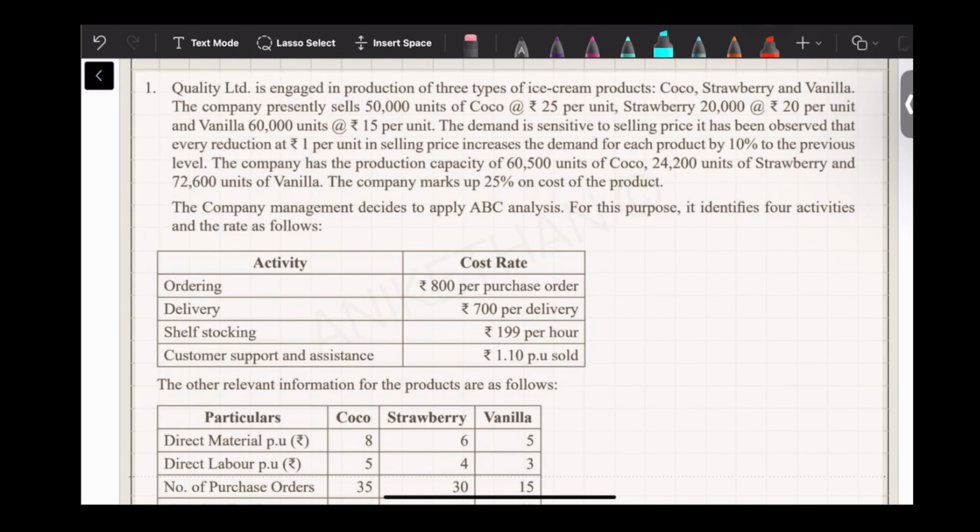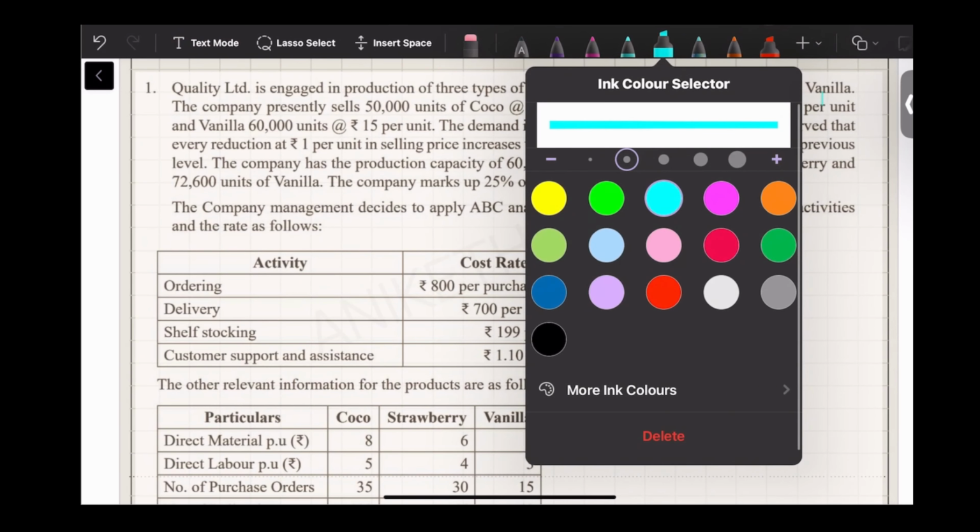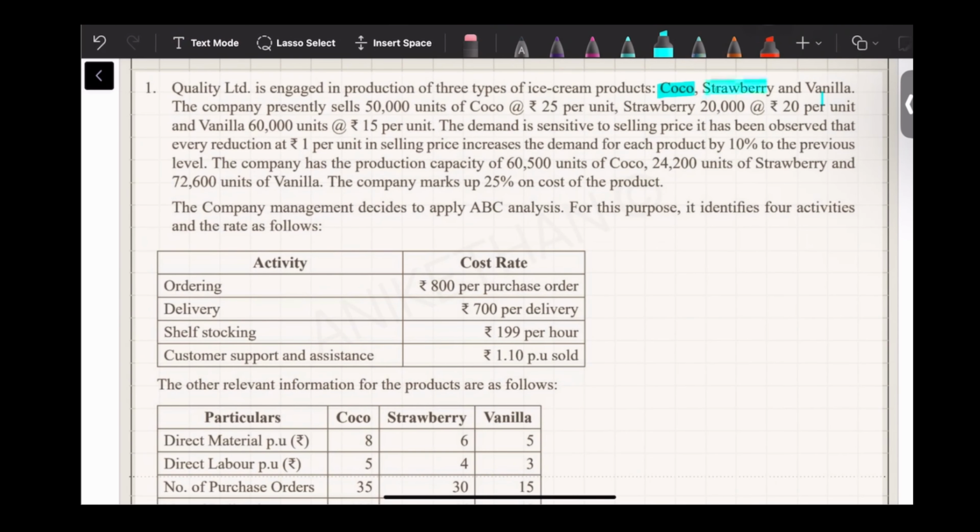Let us read this question number 1 from comprehensive numerical questions. Quality Limited is engaged in production of 3 types of ice cream product: cocoa, strawberry and vanilla. It presently sells 50,000 units of cocoa at 25, strawberry 20,000 at 20, vanilla 60,000 at 15 per unit. Okay, 3 products are there, 3 units given.